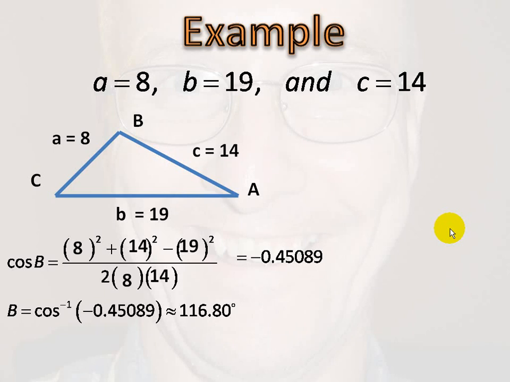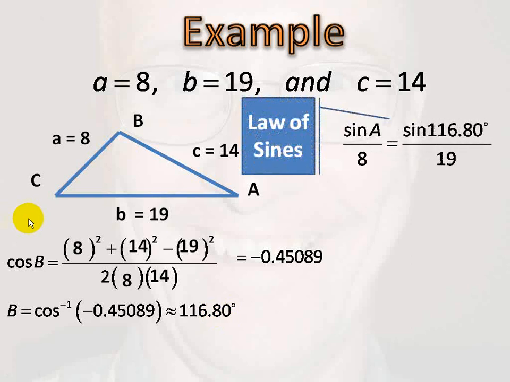Now, we have an angle, and we have all the information we need to use the law of sines. So let's transfer over to the law of sines. Now remember, because we found this angle to be obtuse, we can go ahead now and use the law of sines. We don't have to worry about the ambiguous case. So now we come over here and we implement the law of sines.